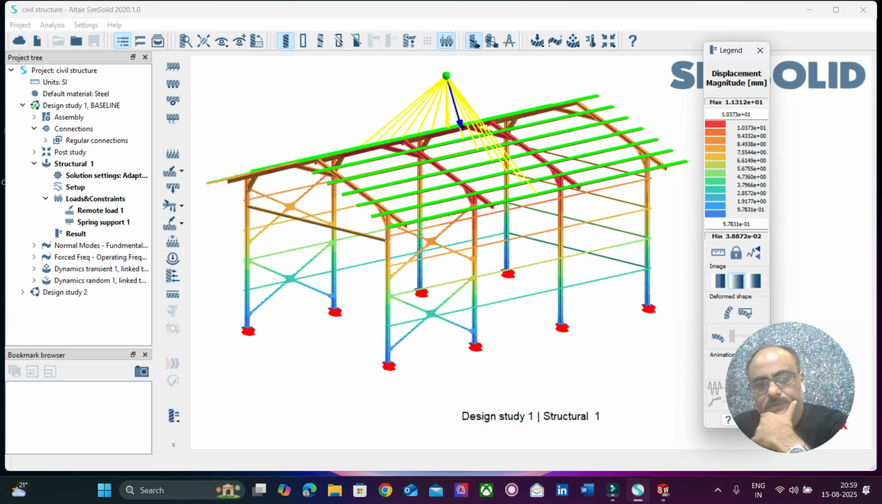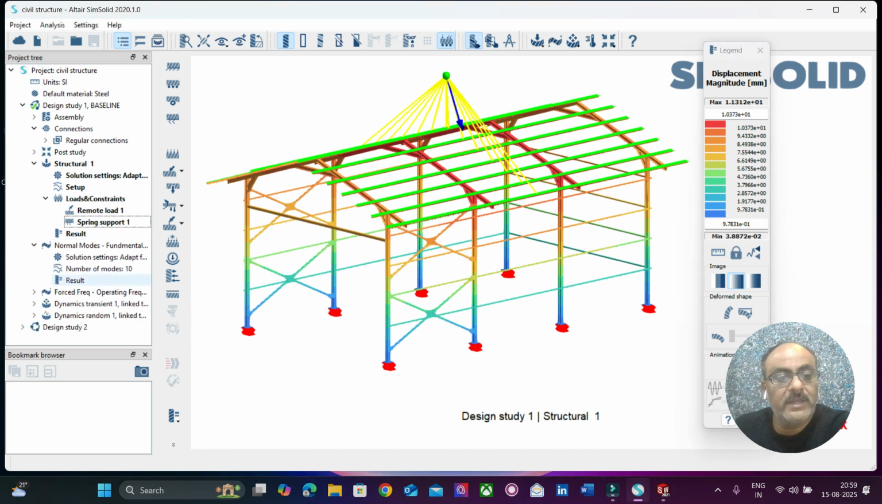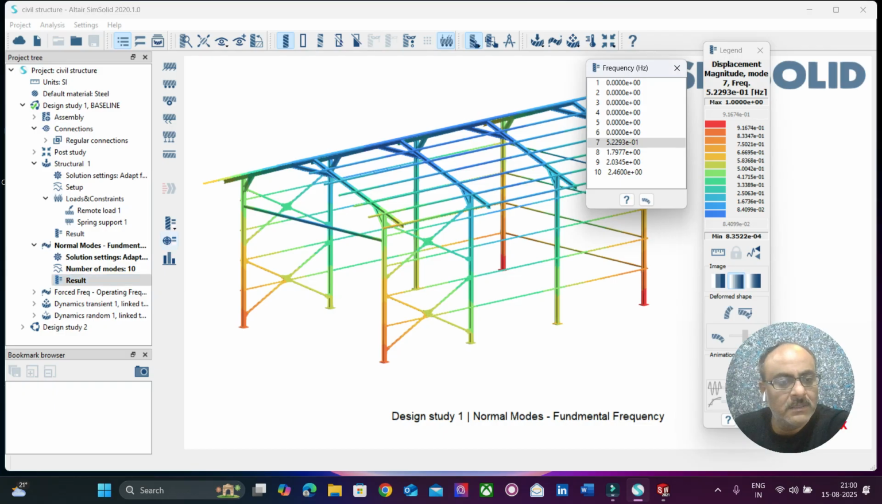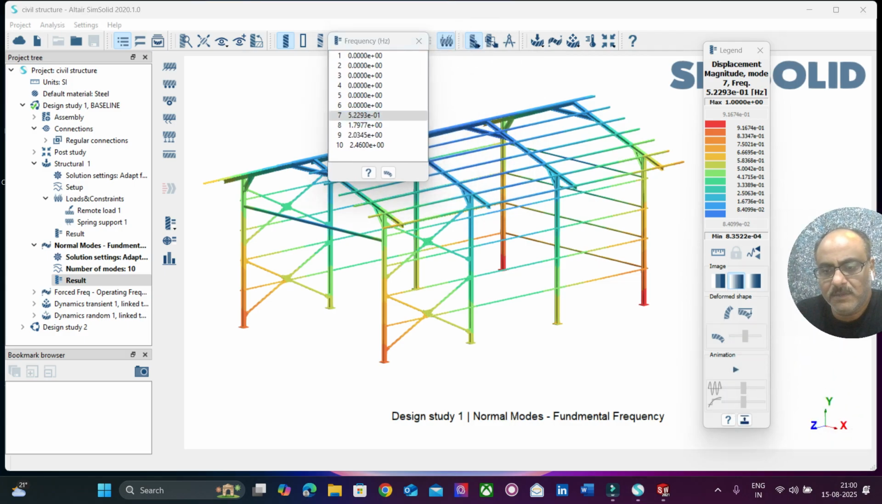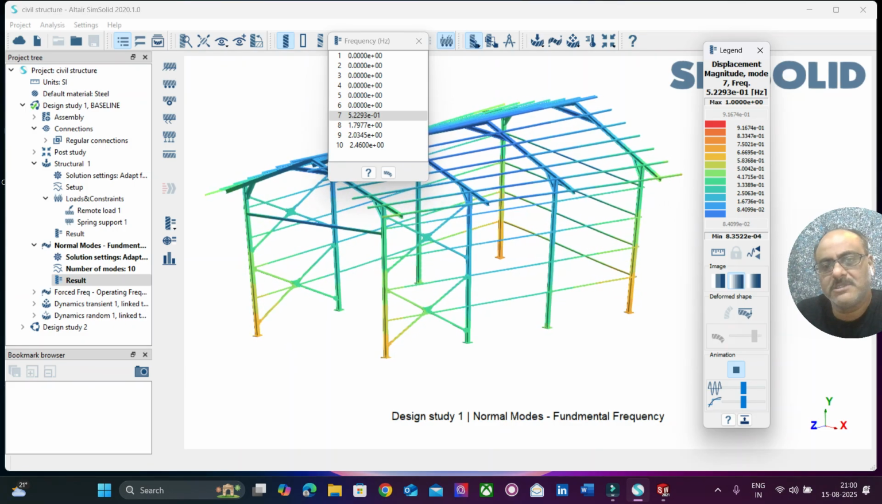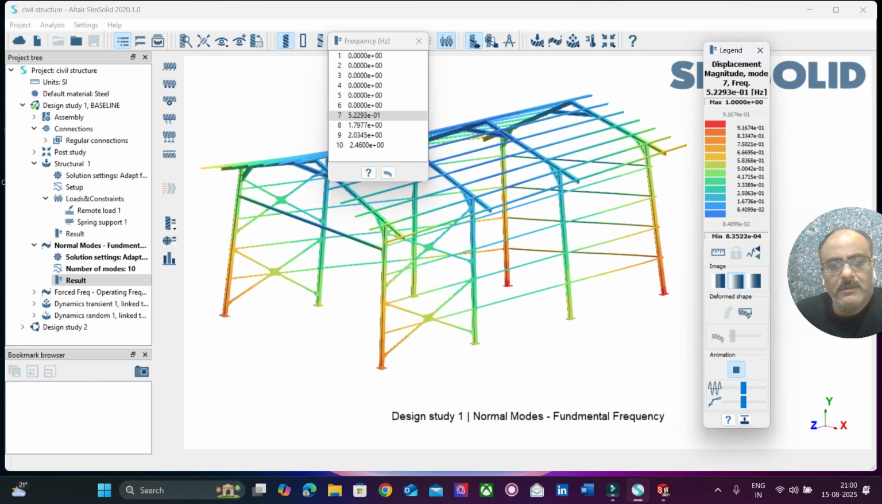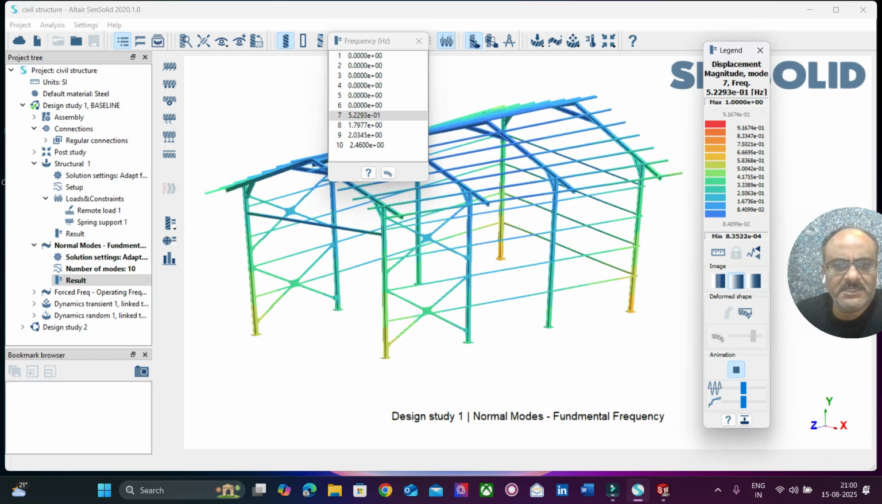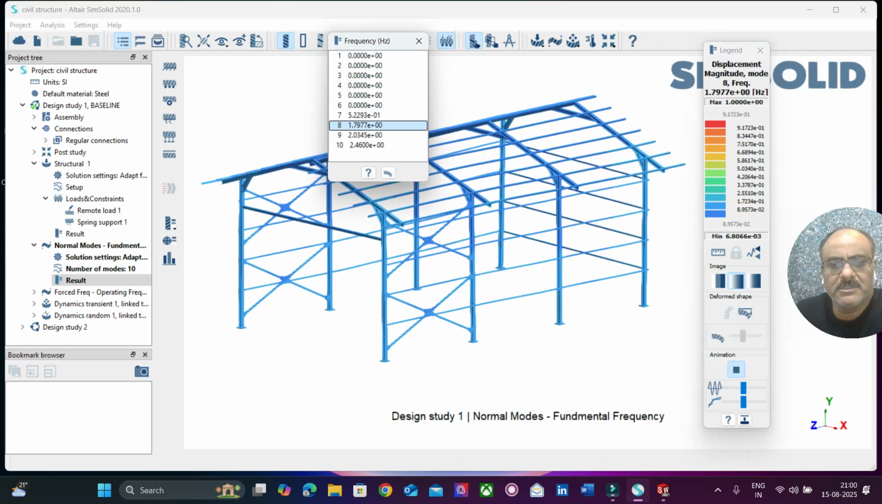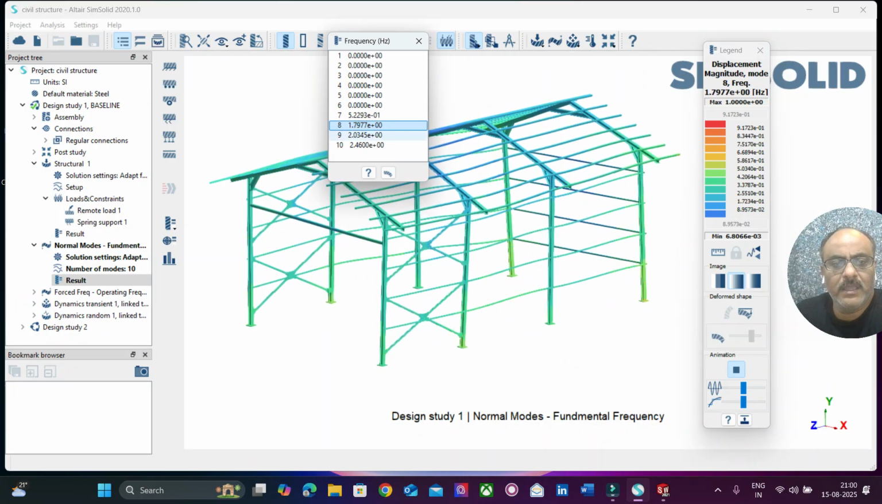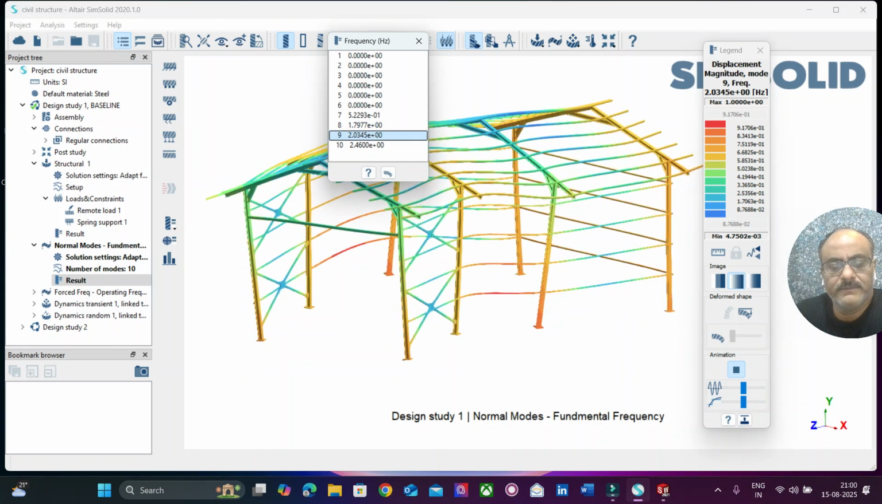Okay, so now let's see what the other simulation processes would be. We have performed a normal mode frequency simulation, and we find this is the normal mode. This is how the possible ways of vibration, or the possible ways of structural deformation, look. This is the second way. This is the third way.